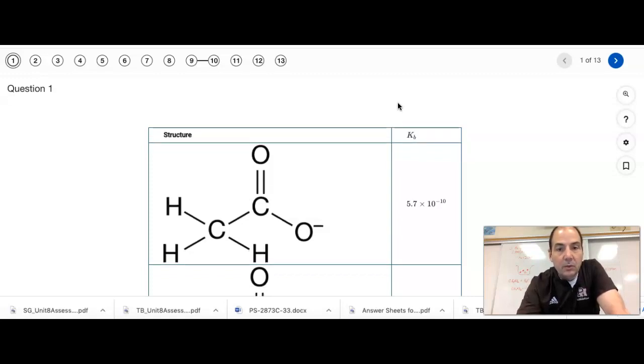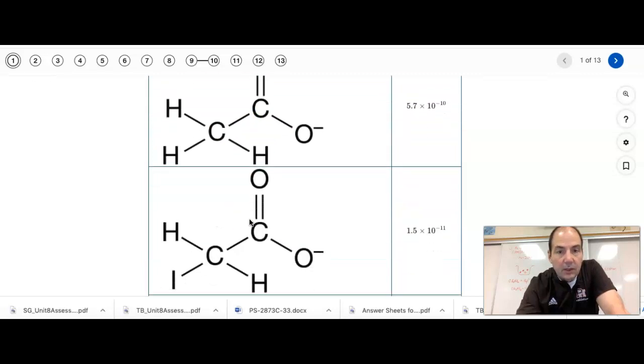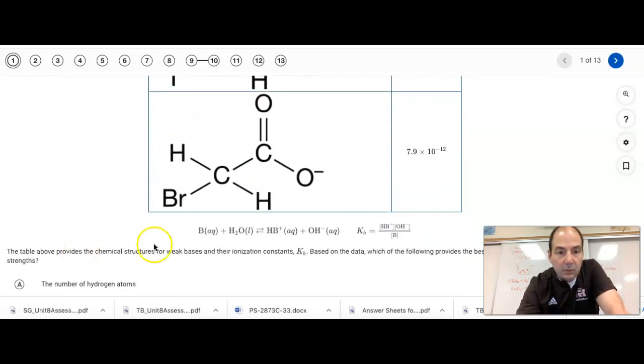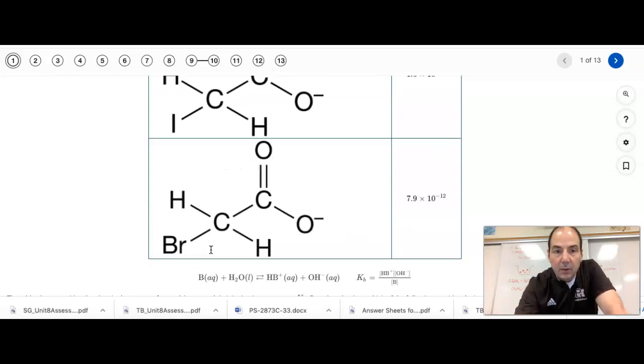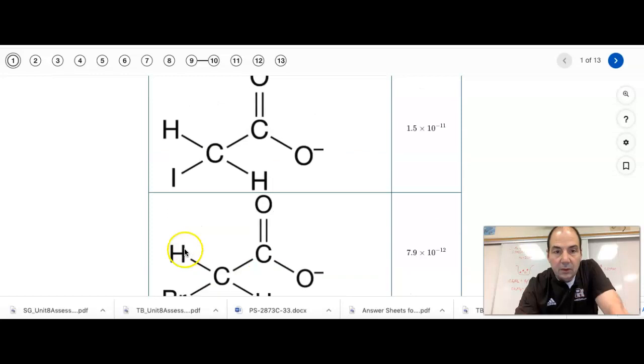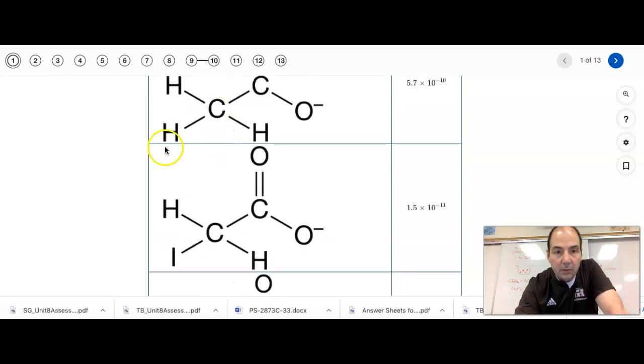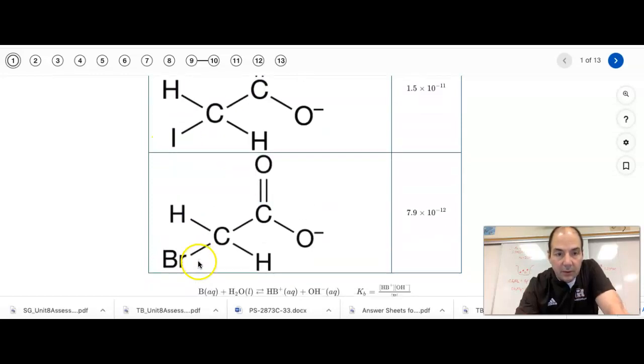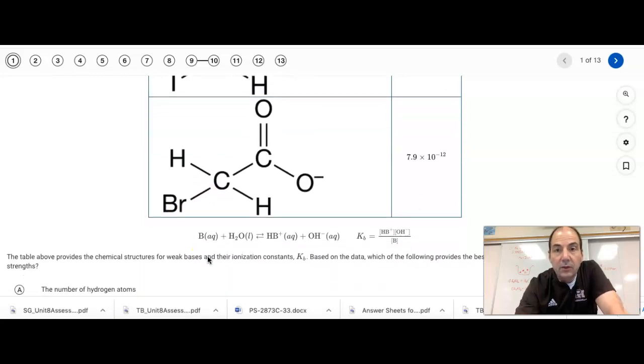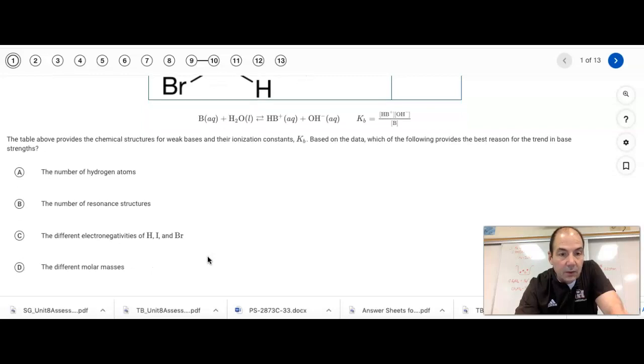Question 1, we're talking about some Kb's and we're given different values. The essential question is, what is the difference for the value of the Kb? Well, obviously the difference in each of these compounds is what is bonded to this carbon. Here we have a hydrogen, here we have an iodine, here we have bromine. The difference in strength of acids or bases is always their electronegativity. So C is the correct answer.